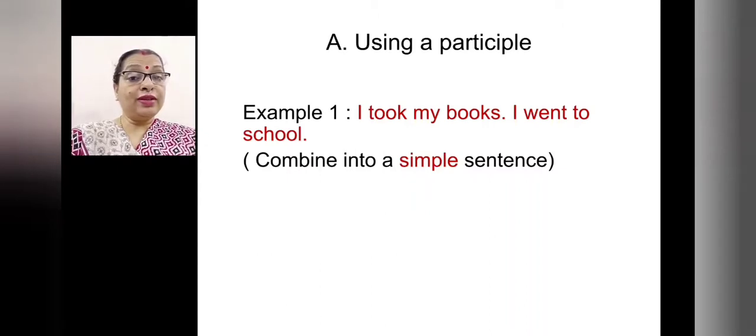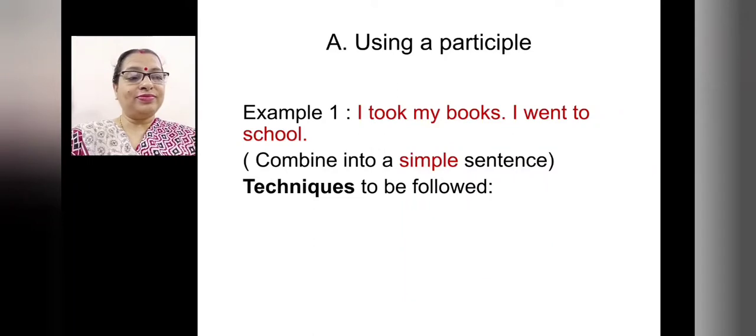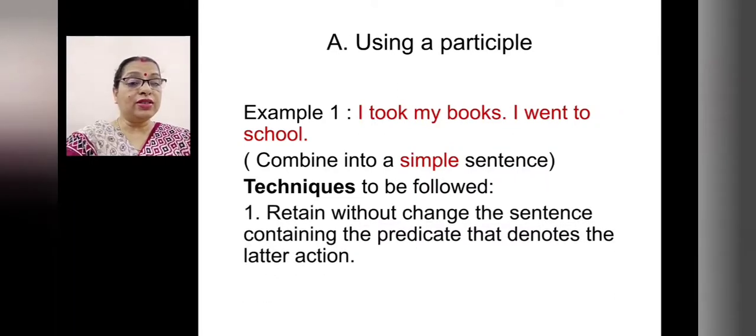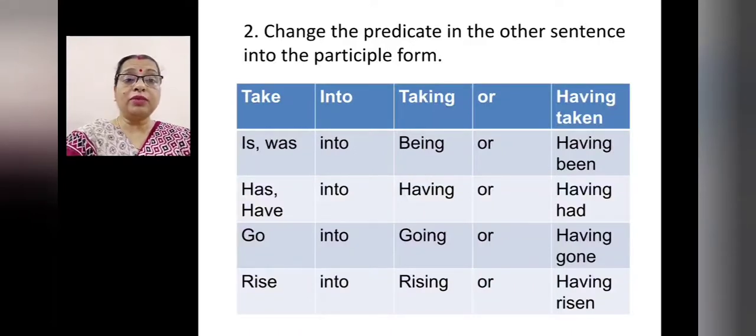So what should be the technique followed? What we have to do? First, retain without change the sentence containing the predicate that denotes the latter action. That is, here the latter action is went to school. So you have to retain that. Right? Then change the predicate in the other sentence into the participle form.